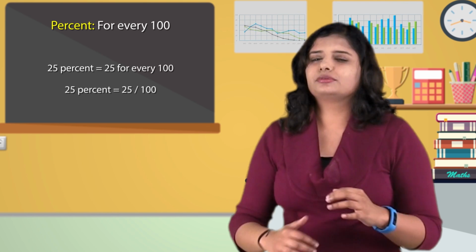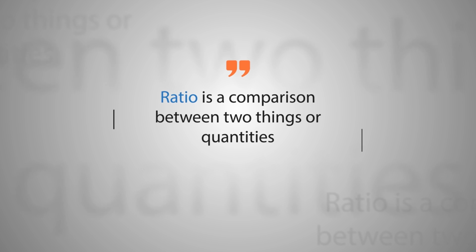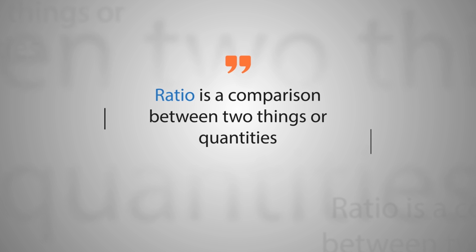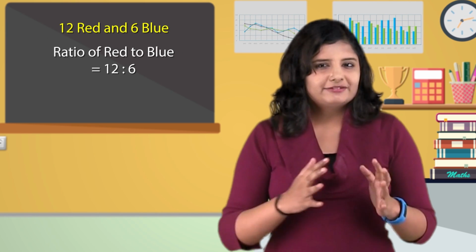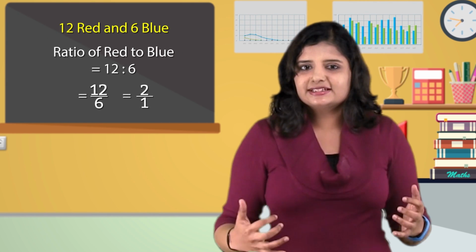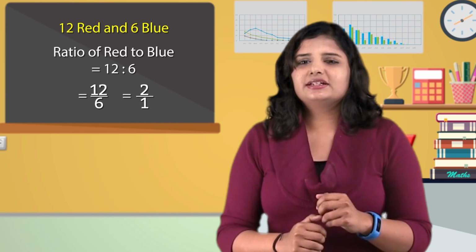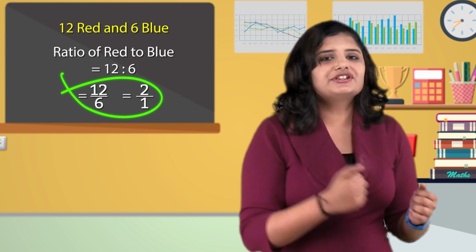Essentially, it's a ratio, 25 by 100. You remember what a ratio is, right? The comparison between two things. For example, if you have 12 red t-shirts and 6 blue t-shirts, the ratio of them both, 12 is to 6 or 12 by 6 or 2 by 1, shows us that you have double the number of red t-shirts than the blue t-shirts. You also learned how ratios can be converted to fractions.